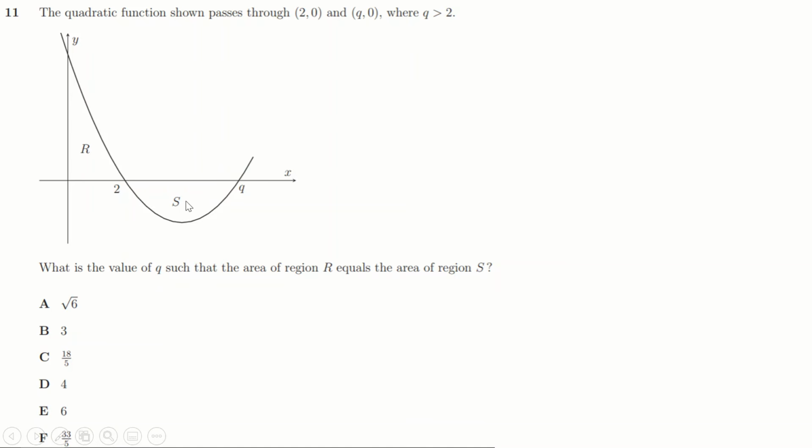So I've got this region R, this region S. Apparently R is equal to S. I'm just going to find the value for Q which makes that work. Now, firstly, I need the equation of this curve here.